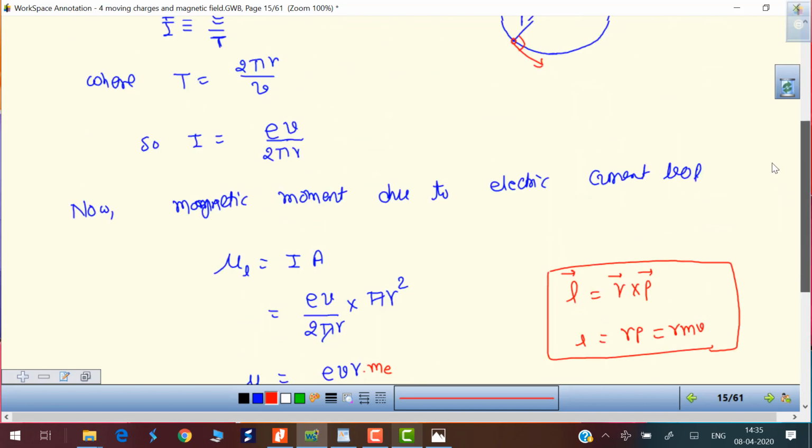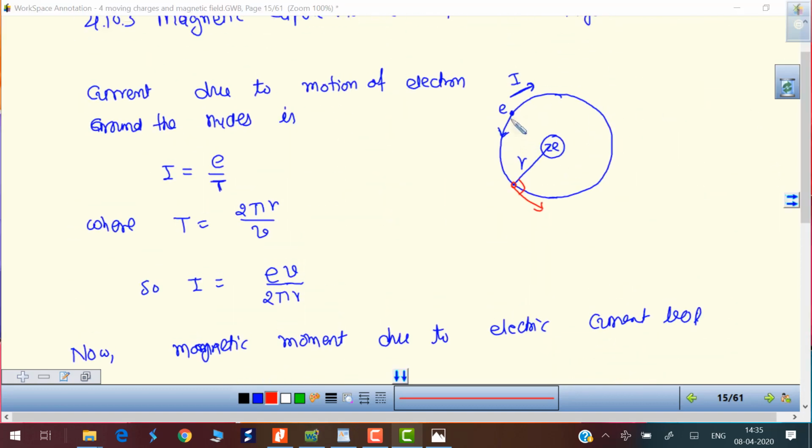Here you see the electron moving like this, so the mass is revolving. According to this motion of the electron, the angular momentum is in the outward direction. So this is the direction of angular momentum. Current is flowing in this direction. So if you use the right hand thumb rule, when the fingers curl this way, the thumb points inward. So this is the direction of mu L. So mu L and L are in opposite directions.